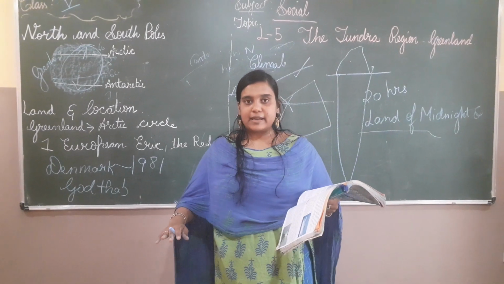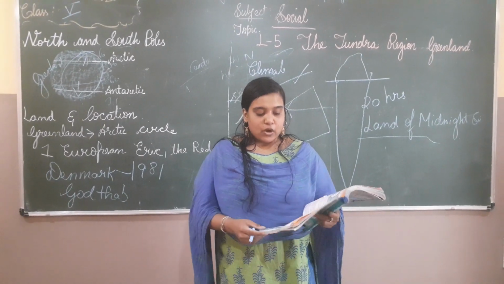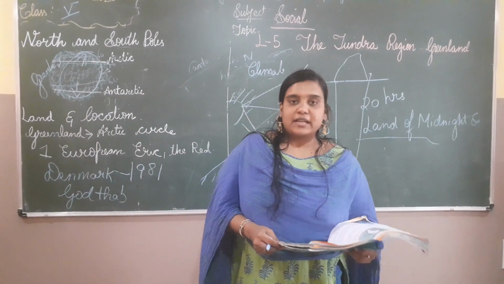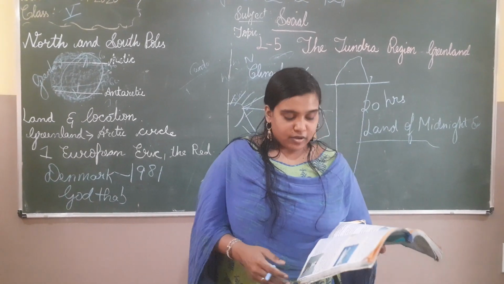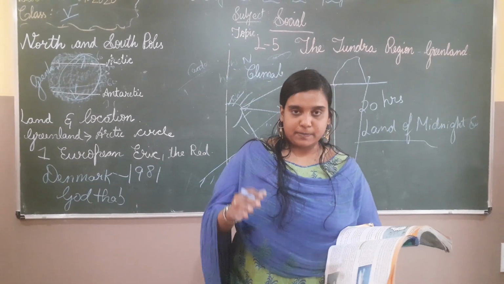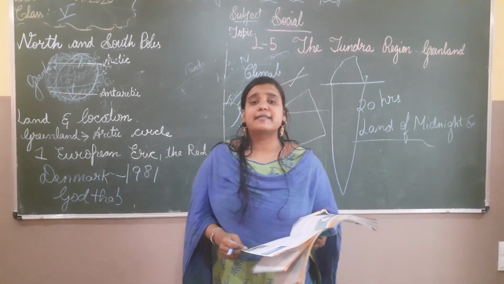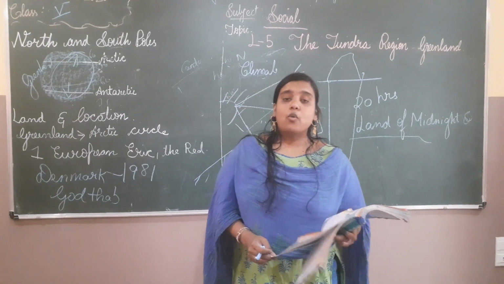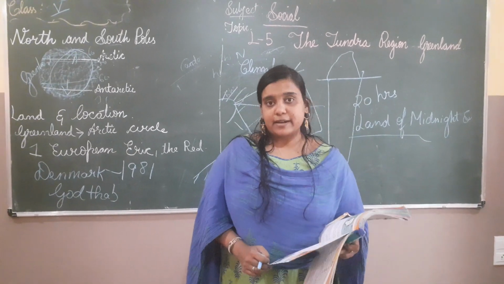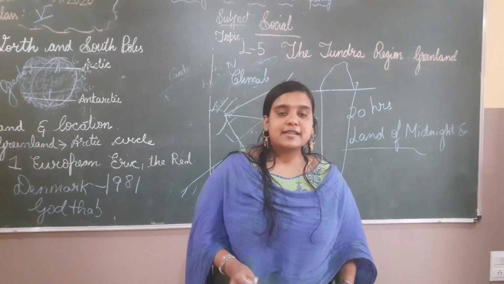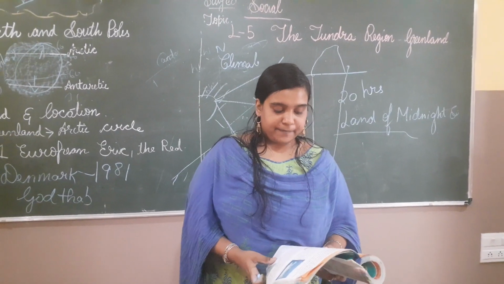Very short, they are known as dwarf somewhere around there. Their interior regions are not inhabited. There are not many people over there. Less than 60,000 people live in Greenland. We have crores over here, right? But in Greenland, we have only 60,000 people living there.